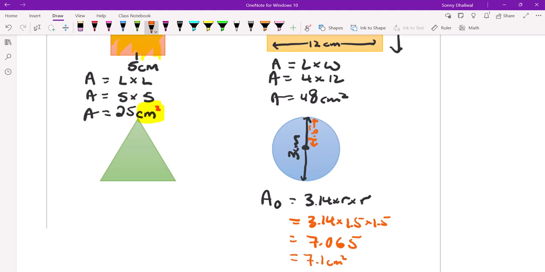Next one. Let's call this 4 centimeters going this way, and let's call it 6 centimeters going this way.